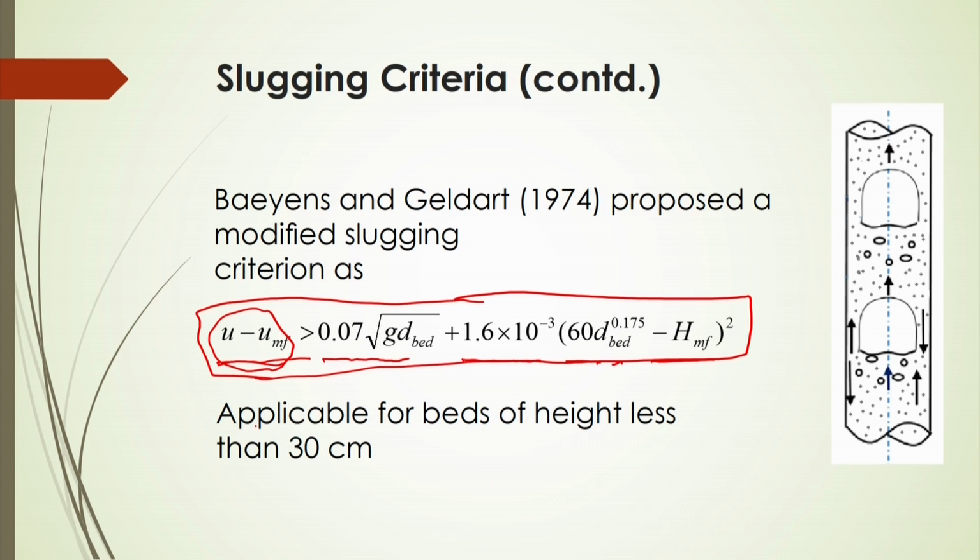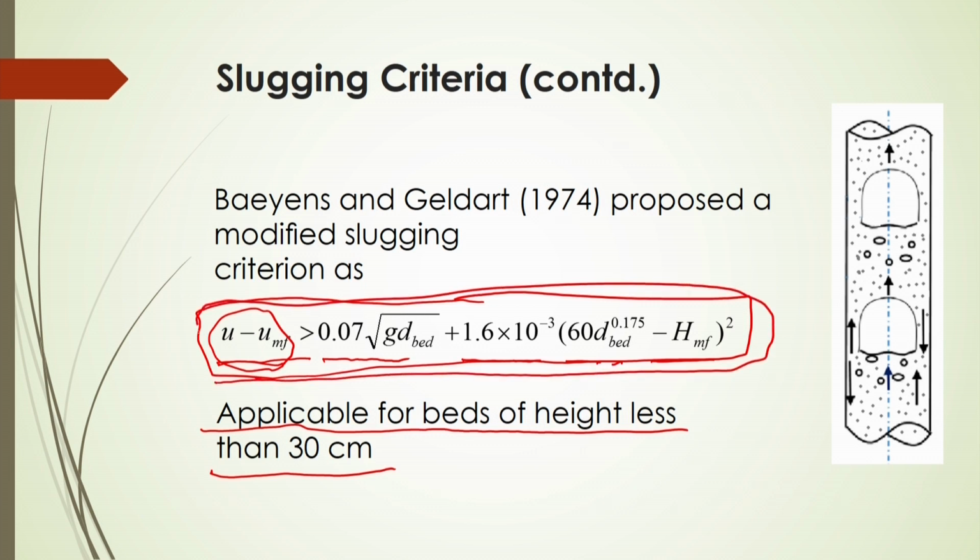This correlation is applicable for beds of height less than 30 centimeters. They did their experiments with bed heights of less than 30 centimeters, and from their experimental data they arrived at this slugging criteria and proposed this correlation for the slugging phenomena.